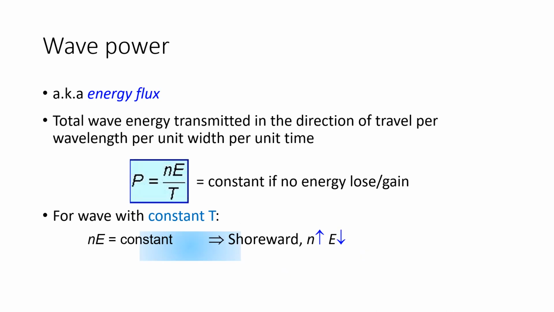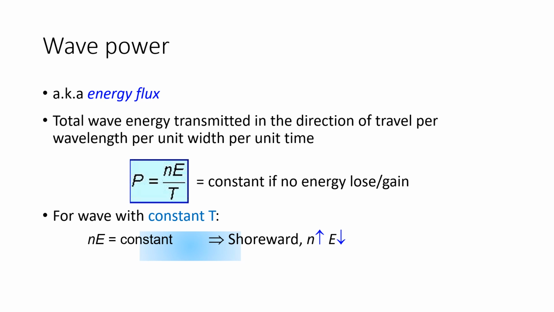The wave power or energy flux, which means how fast the energy is being transmitted in the direction of travel per wavelength per unit width per unit time, is given by P equals N times E over T. And it is a constant if no energy is lost or gained from the wave. Now, since we know that a wave train has a constant wave period T, that would also mean that if wave power is a constant, then N times E is always a constant.